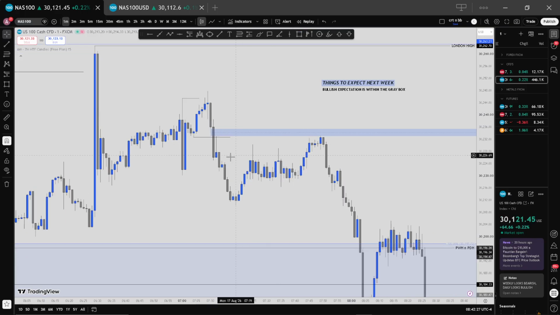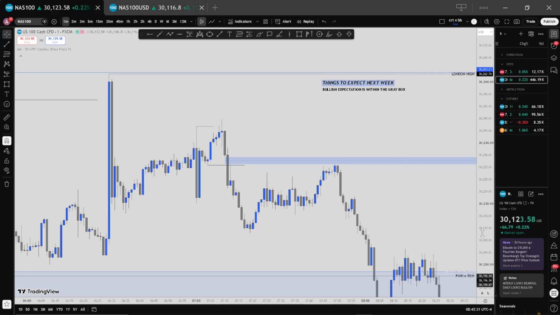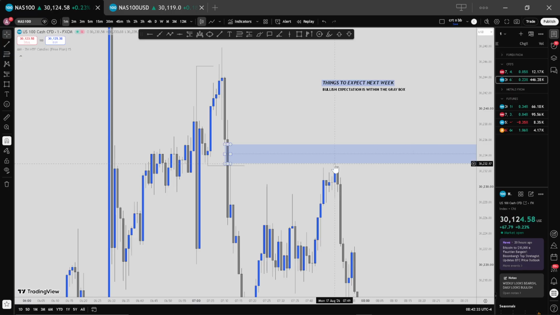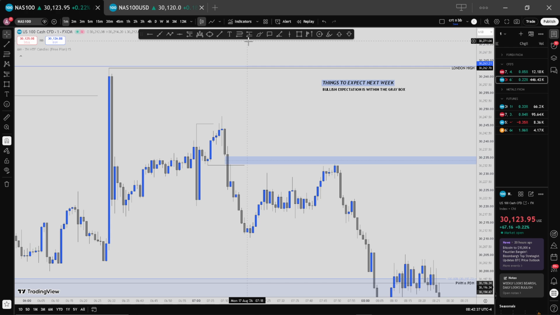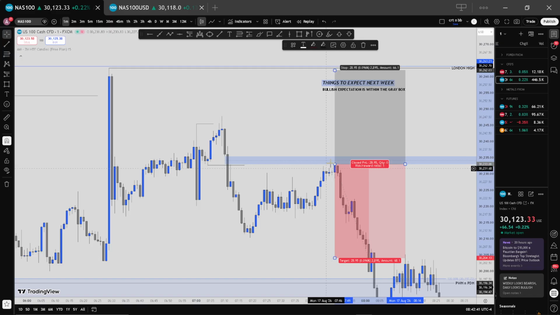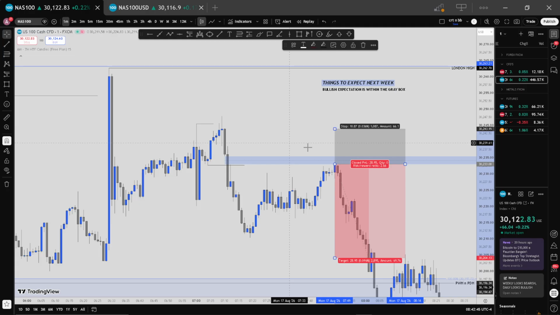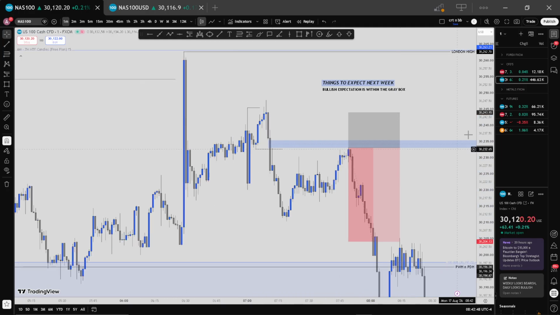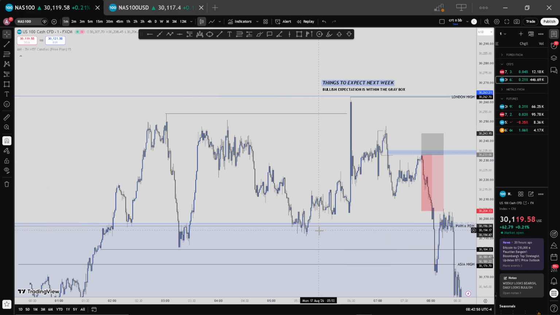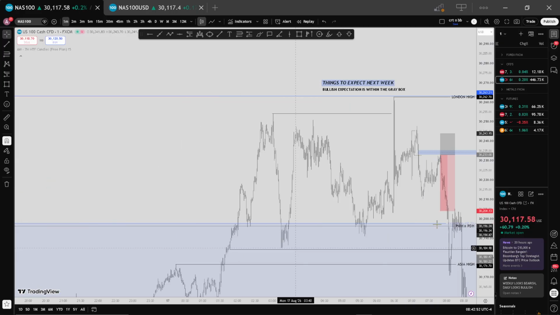Since we take that out, you can see later price came and tapped just below. You can see the tap and then flush. So this was also a good entry, something like this, but I just don't trade before New York, so I can't even look at the charts during that time. So it was something like this, and the target would have been these equal lows down here.